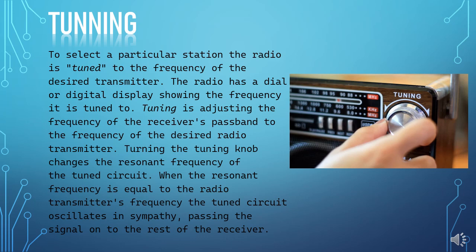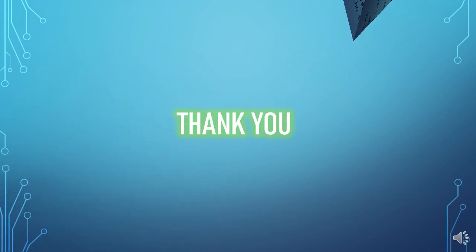Turning the tuning knob changes the resonant frequency of the tuned circuit. When the resonant frequency is equal to the radio transmitter's frequency, the tuned circuit oscillates in sympathy, passing the signal on to the rest of the receiver. That is why the LC circuits are of great importance.